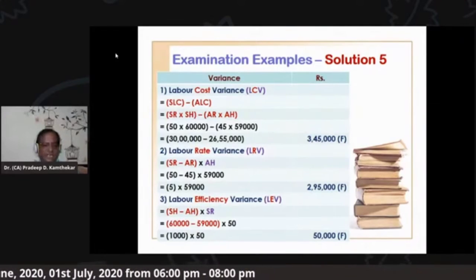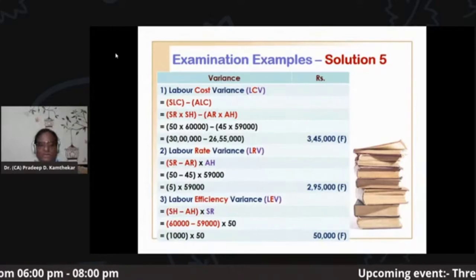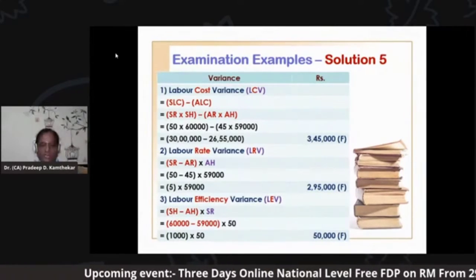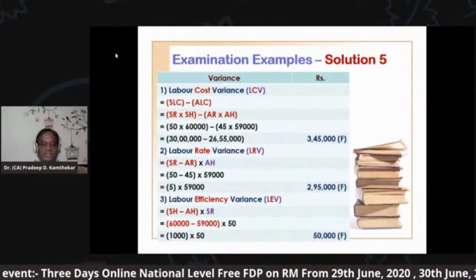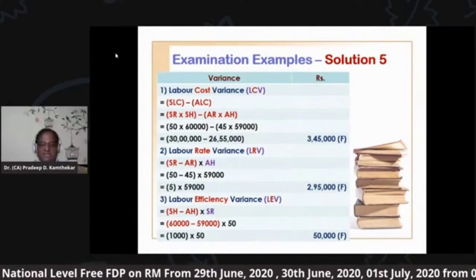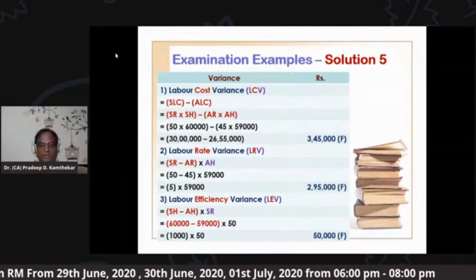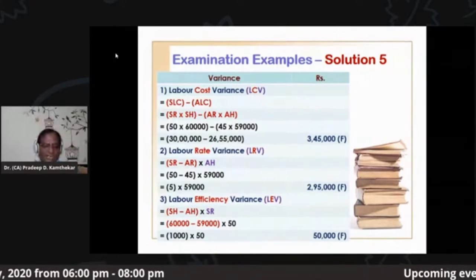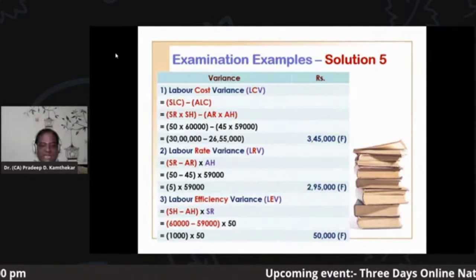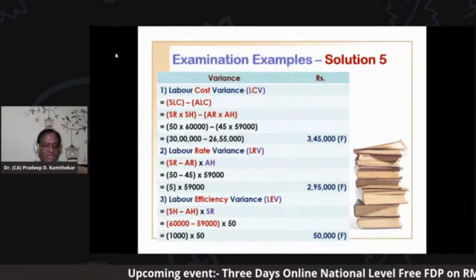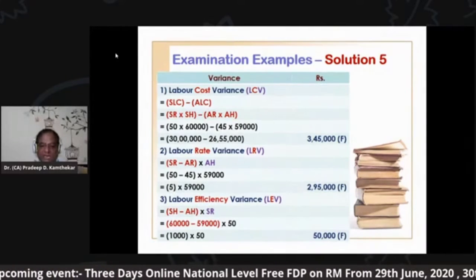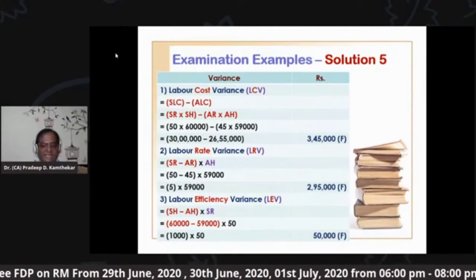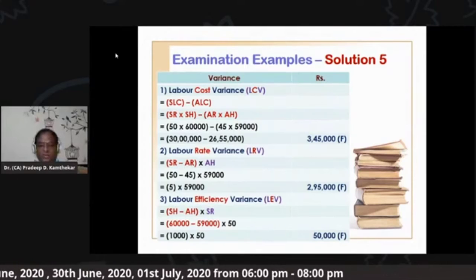50 into 60,000, 30 lakhs, minus 45 into 59,000, 26 lakh 55,000. Here the difference is positive, so the variance is favorable. So we say labor cost variance is 3,45,000 favorable. In the second case, labor rate variance, here we compare standard rate with the actual rate, that is 50 minus 45 multiplied with the actual hours of 59,000. So here we have positive variance of 2,95,000, which we call favorable variance. So here we have labor rate variance as 2,95,000 favorable.